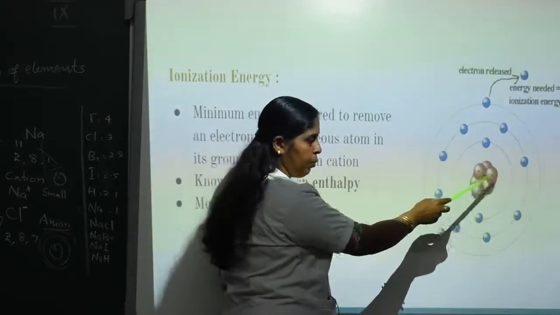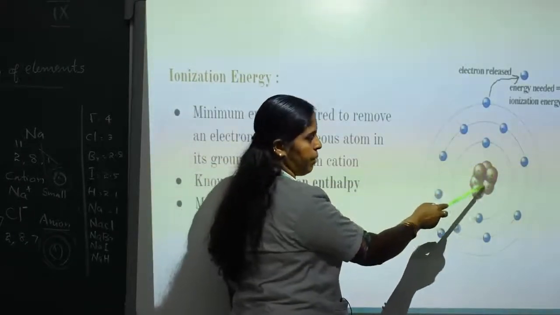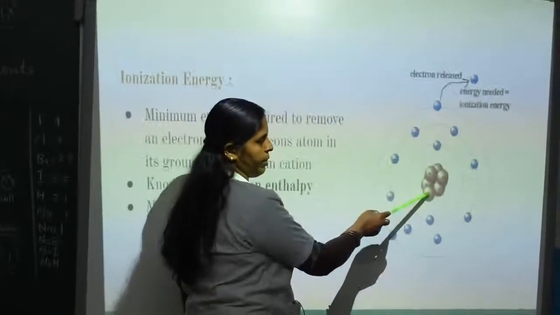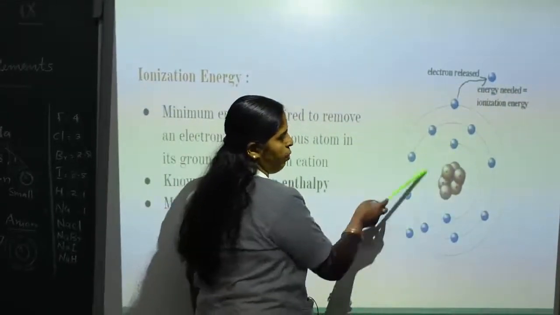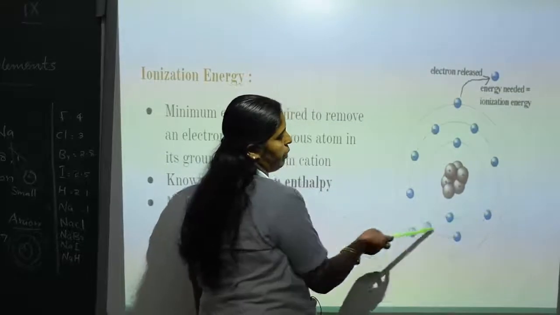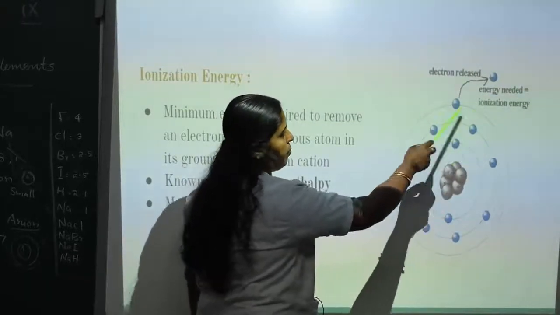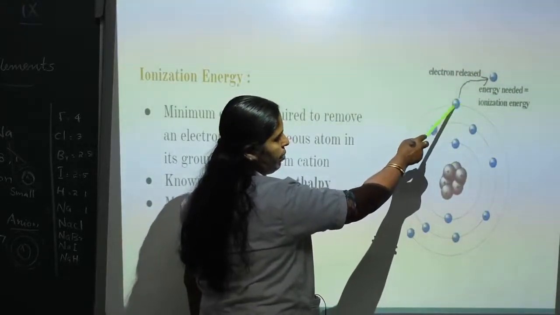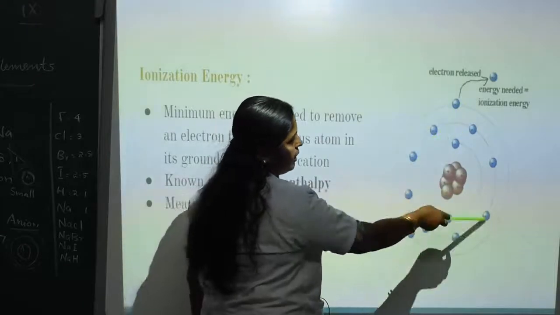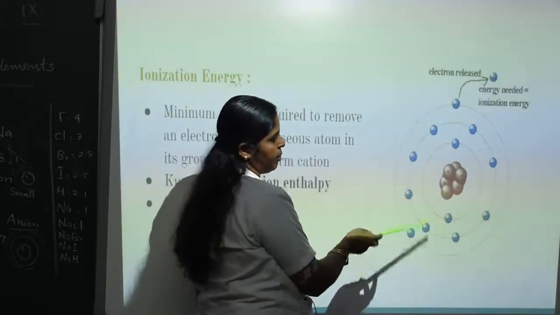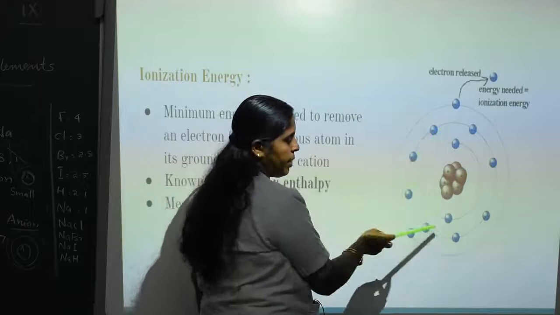The nucleus contains only positively charged particles, and that is known as nuclear charge. The electrons are revolving in particular orbits around the nucleus. The outermost shell contains 1 electron here. Here 8 electrons are present. When 8 electrons are present, it becomes stable.